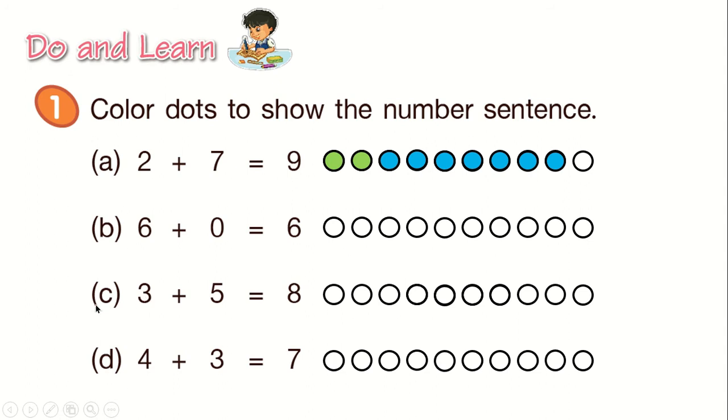Let's answer part C together. 3 plus 5 equals 8. Color 3 dots, color 5 dots, and all together we have got 8. So you can also answer part D.